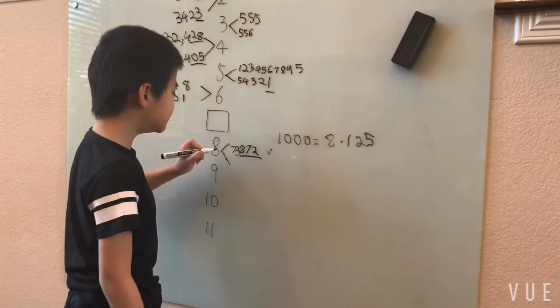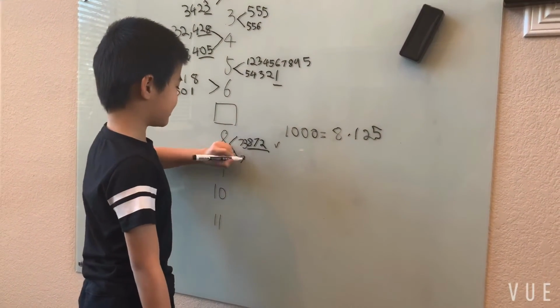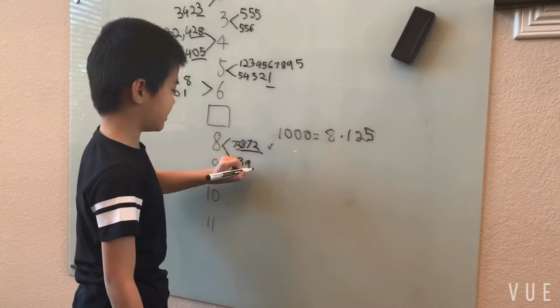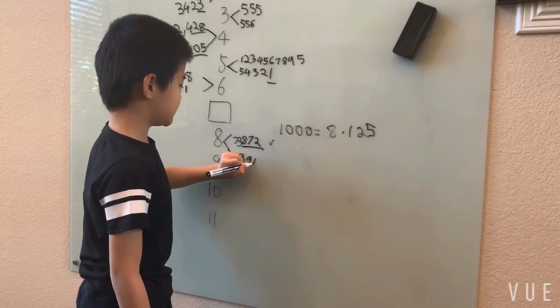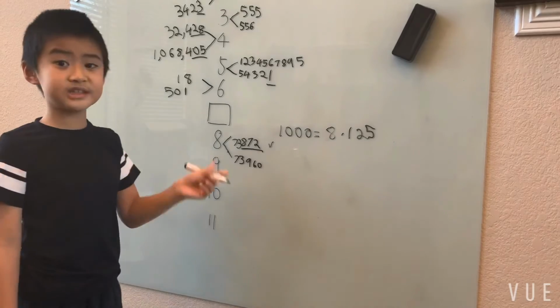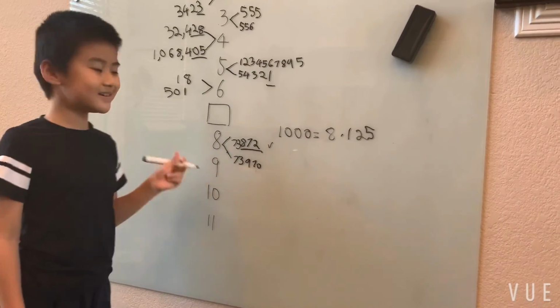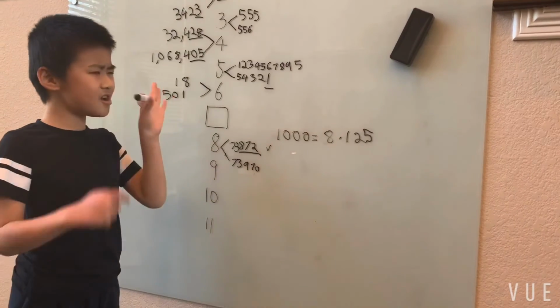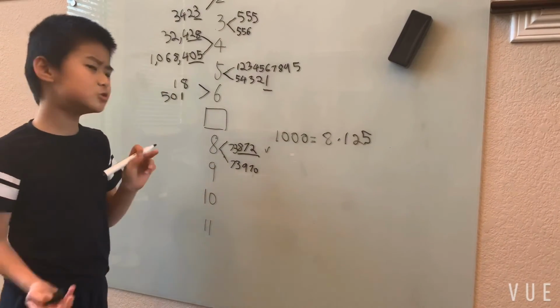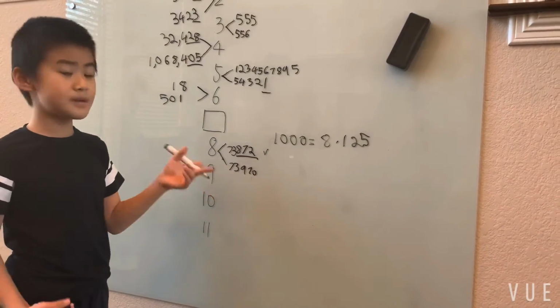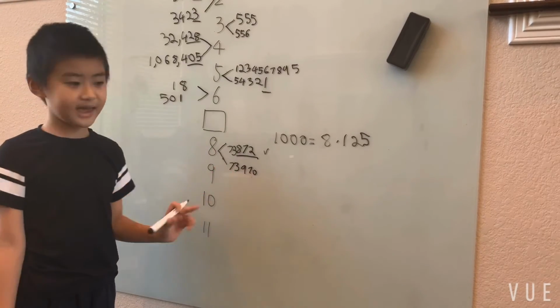So if I had another number, like 970, that's not divisible by 8, not quite. 960 is divisible, but 970 is not. So this number is not divisible by 8.